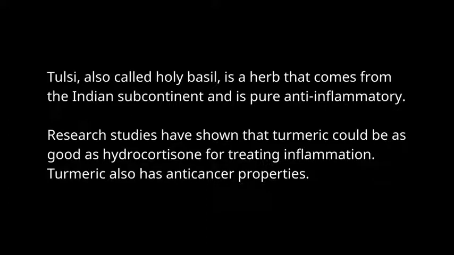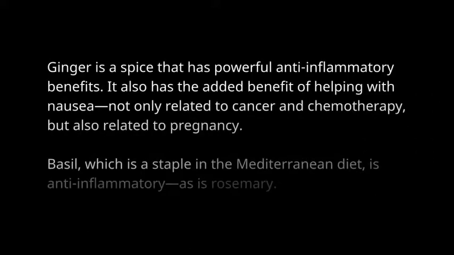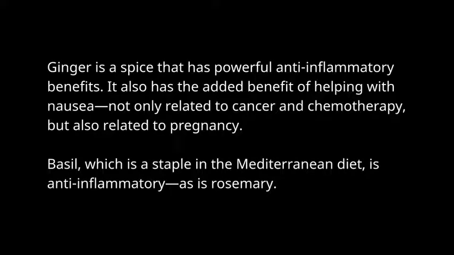Research studies have shown that turmeric could be as good as hydrocortisone for treating inflammation. Turmeric also has anti-cancer properties. Ginger is a spice that has powerful anti-inflammatory benefits. It also has the added benefit of helping with nausea, not only related to cancer and chemotherapy, but also related to pregnancy. Basil, which is a staple in the Mediterranean diet, is anti-inflammatory, as is rosemary.